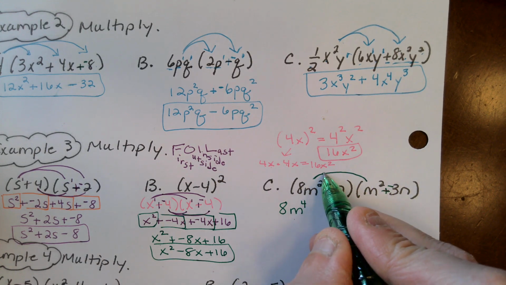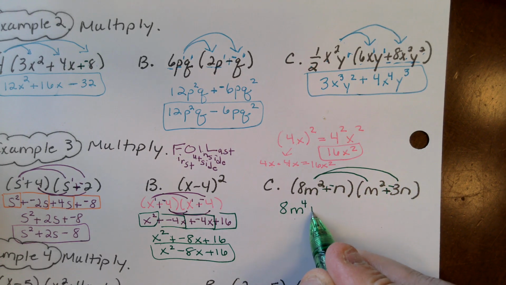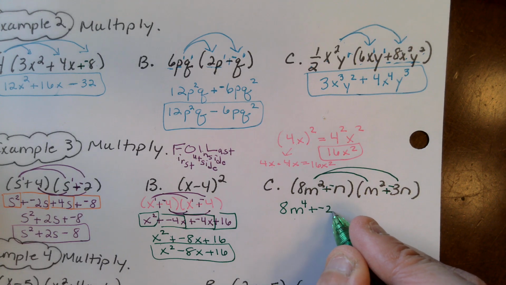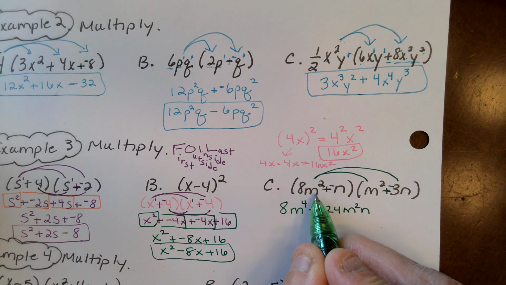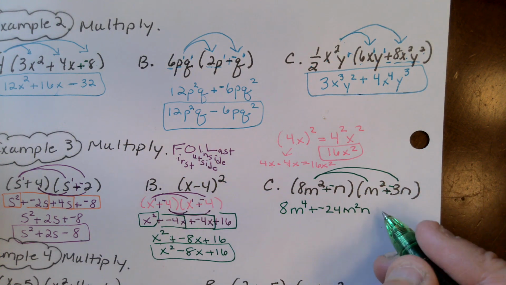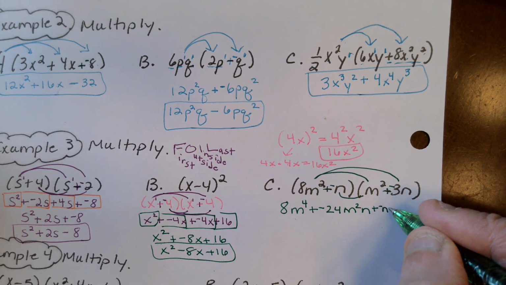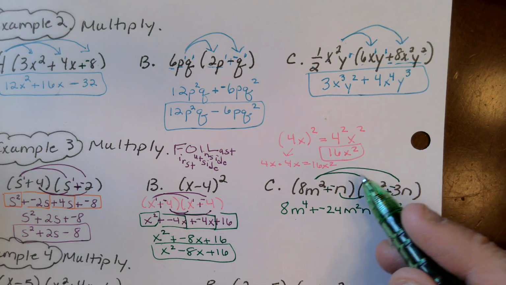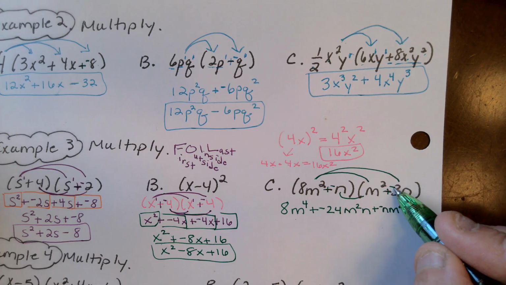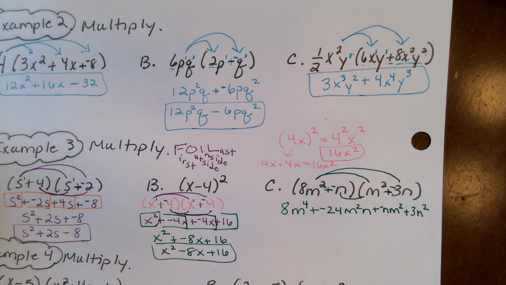Alright, so then we have the 8m squared. I'll put my plus sign in there, times a negative 3n. So that's a negative 24m squared n, because you can't put those together. Now we're going to go with the inside terms, plus negative nm squared. Then the last terms, plus, a negative times a negative is a positive. You got to be very careful. 3n to the second.